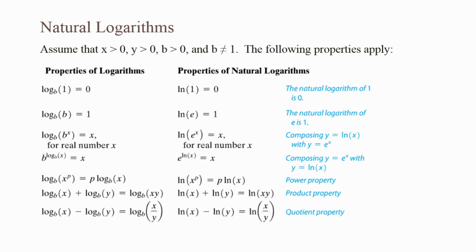For a logarithm, log base b of x minus log base b of y is equal to log base b of x divided by y. For a natural logarithm, the natural log of x minus the natural log of y equals the natural log of x divided by y, which is your quotient property.